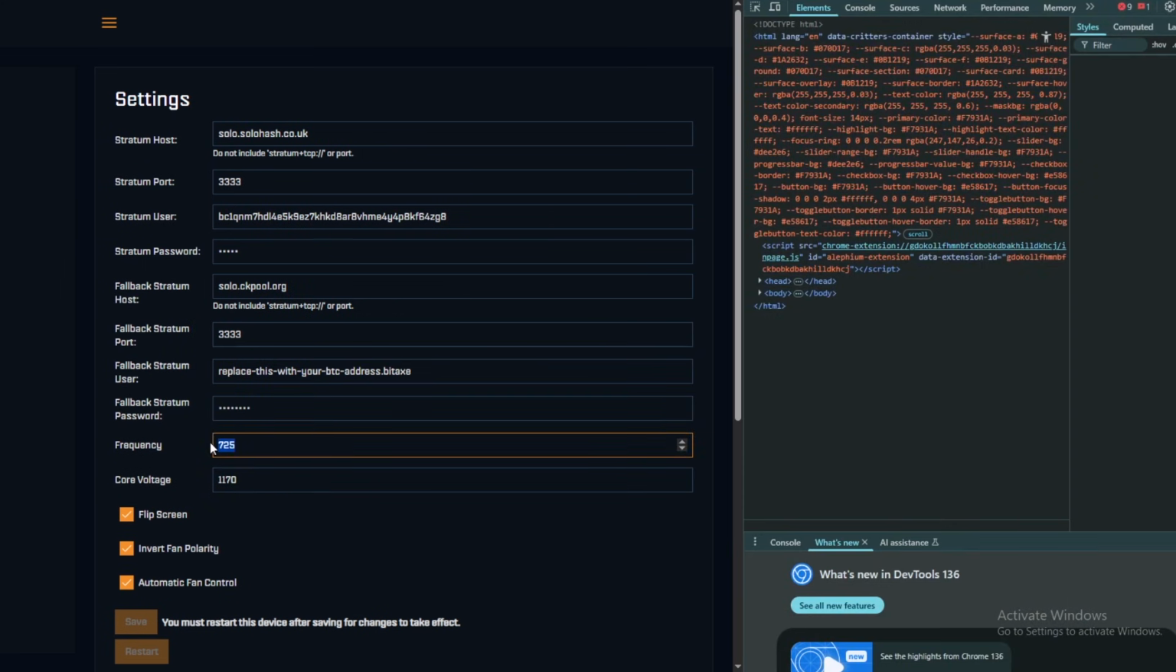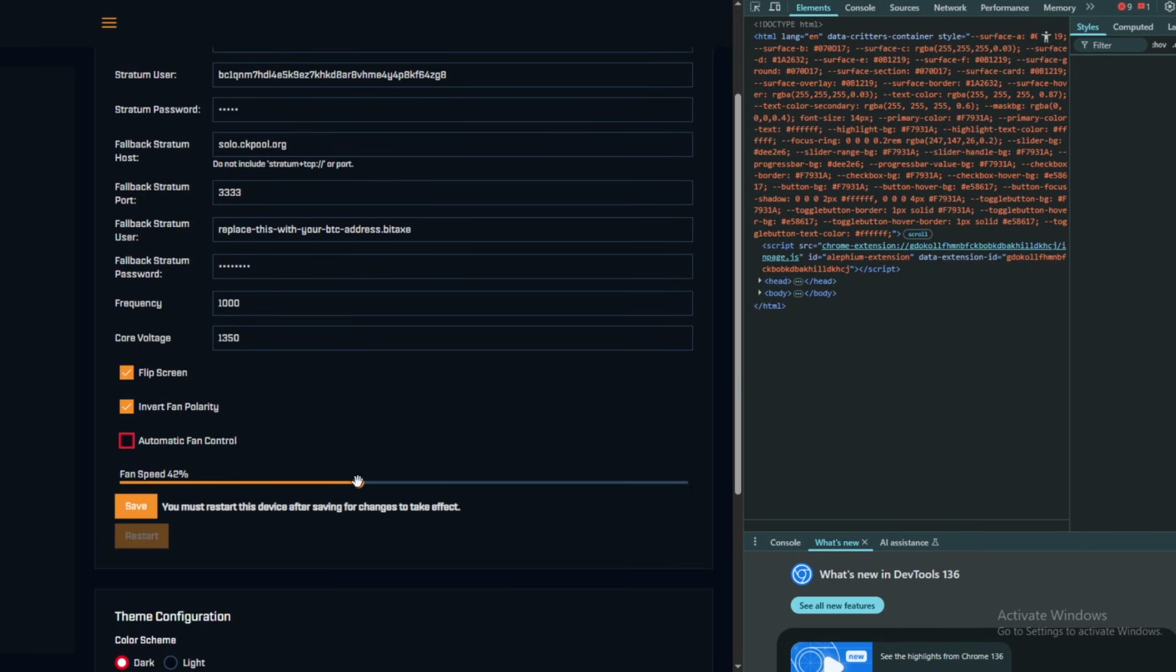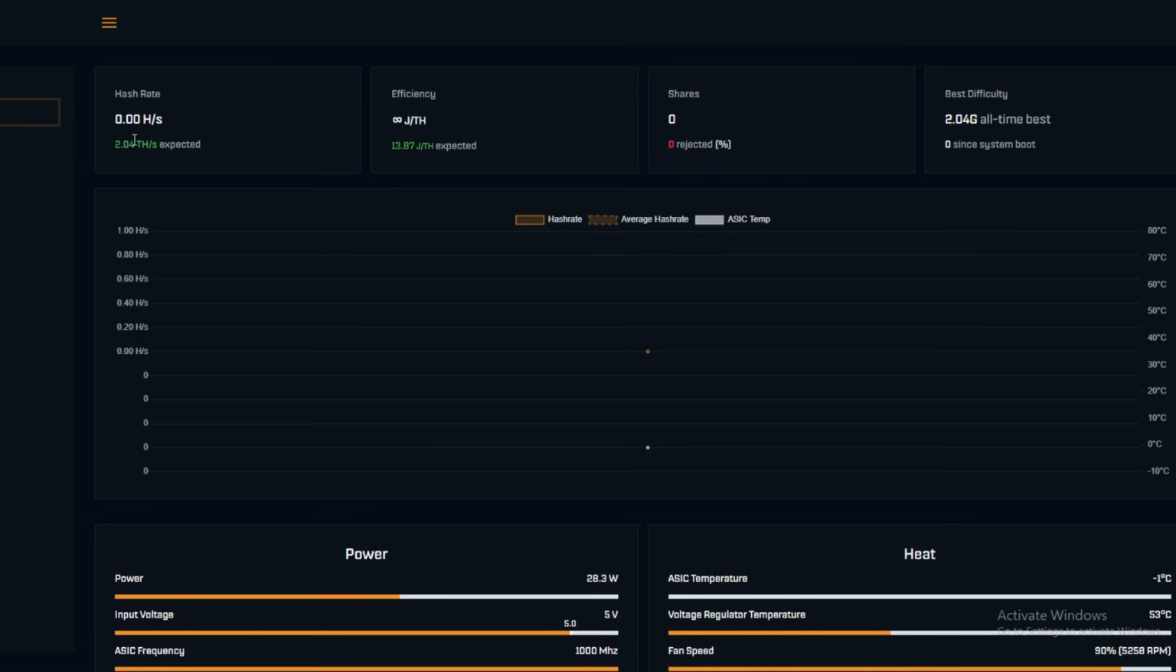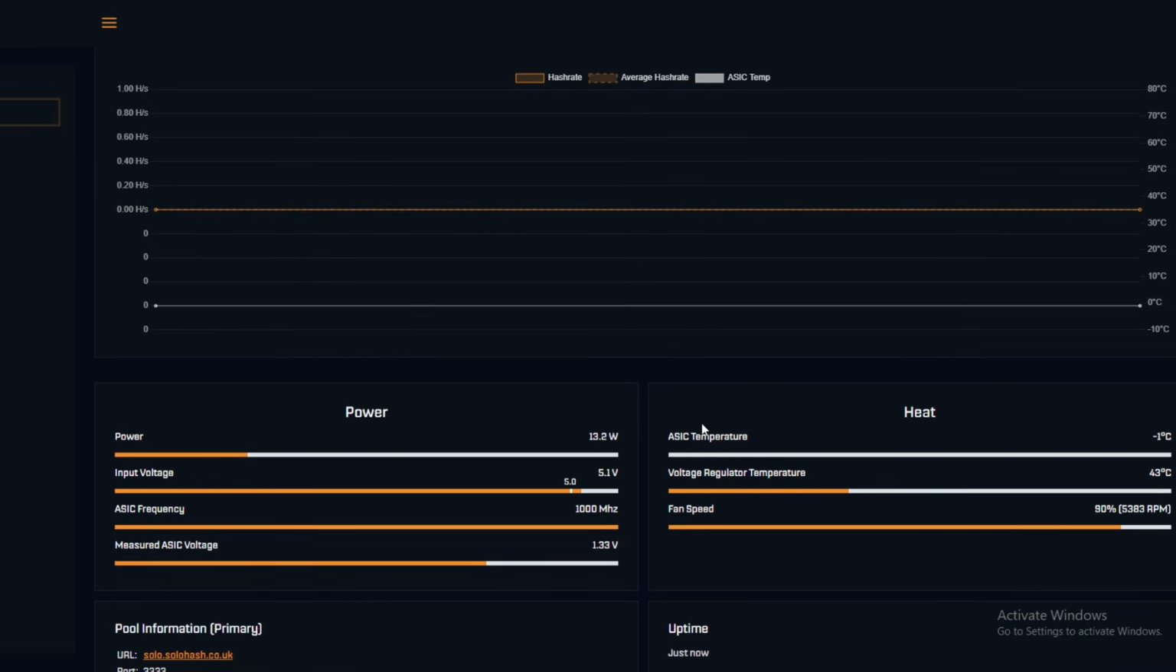So today we are just going to start off, and this is going to be the first time I've ever gone to 1000 in terms of the frequency. So we just inspect element that. And then the core voltage, we probably want it at something around 1350. That's what I'm going to go off of. And then we are going to take automatic fan control off, and we're just going to run it at, let's say, 90%, just to test how well it functions. And then we're going to restart. You might hear the fans spin up very quickly in the background. Hopefully that is going to give us the expected 2.04, but we're going to be monitoring it as we go along.